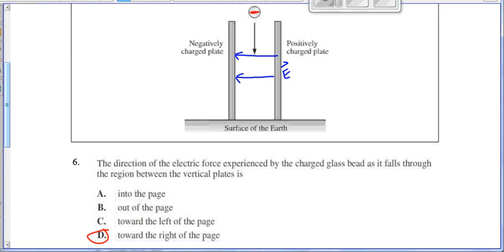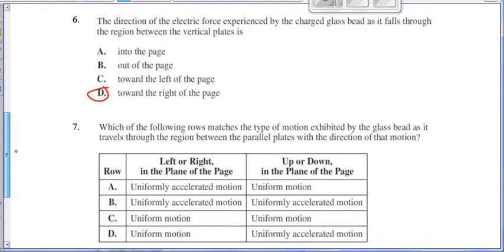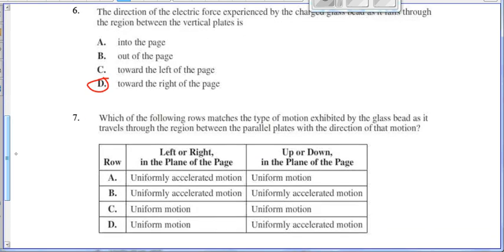And question 7 says, which of the following rows matches the type of motion exhibited by the glass bead as it travels through the region between parallel plates with the direction of that motion? Remember I said when we were going over those physics principle problems that we know we're going to get 2 questions that go together, physics principles, but we often now get physics principles listed in other questions as well. This is one of those other questions.